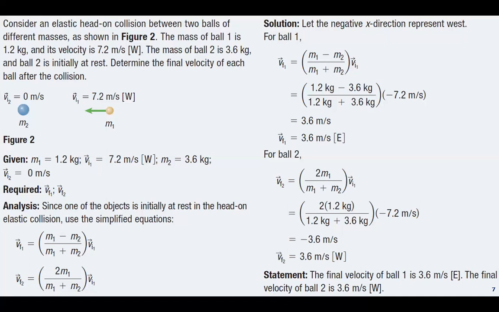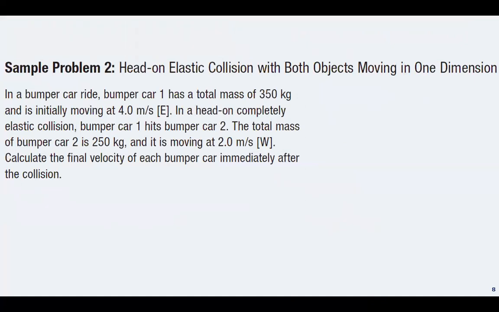Then we can make the final statement. The final velocity of ball 1 is 3.6 meters per second, direction is east. And the final velocity of ball 2 is 3.6 meters per second, and the direction is to the west. All right. Do you have any questions? No? Okay, then let's consider another question here.